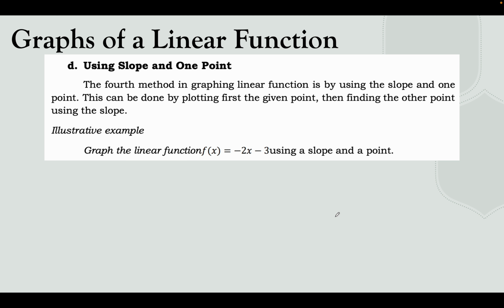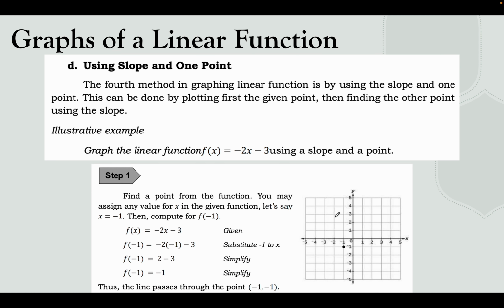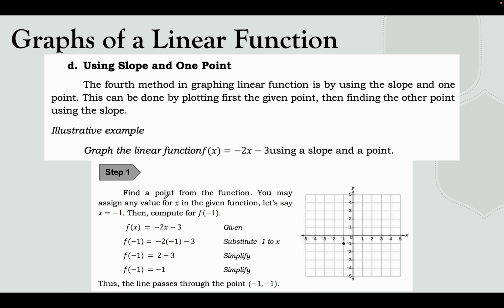Next, the fourth method of graphing a linear function is by using the slope and 1 point. This can be done by plotting first the given point, then finding the other point using the slope. So graph the linear function f of x is equals to negative 2x minus 3 using the slope and a point. Step number 1, we need to find the point from the function. You may assign any value of your x given in the function. Let's say that your x is equals to negative 1.